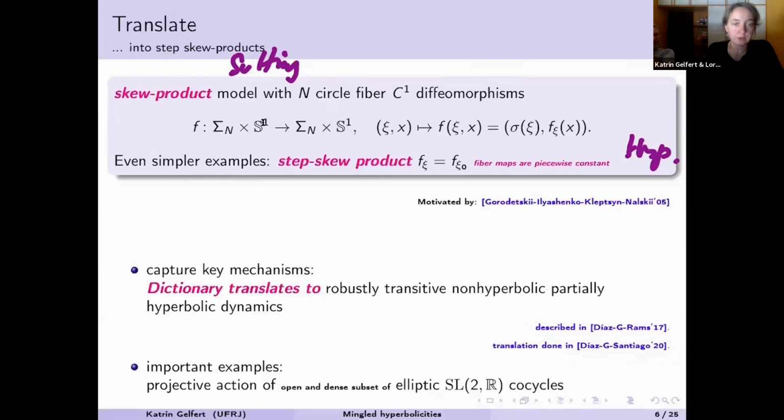These are the matrix cocycles, when you take 2x2 matrices and look at the projective action, which gives rise to these circle diffeomorphisms. In particular, when you allow for elliptic matrices, then you study an important class, in fact an open and dense subset of elliptic SL2R cocycles.